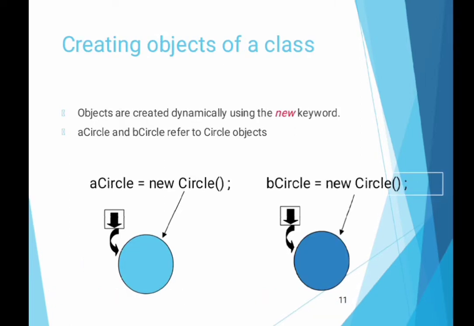Creating an object of a class. Objects are created dynamically using the new keyword. For example, we have seen here A circle equal to new circle. That means an object is created here with some initialized value. See in the next figure, B circle is equal to new circle. Again an object is created here. This is an example of how an object can be created by using the keyword new.